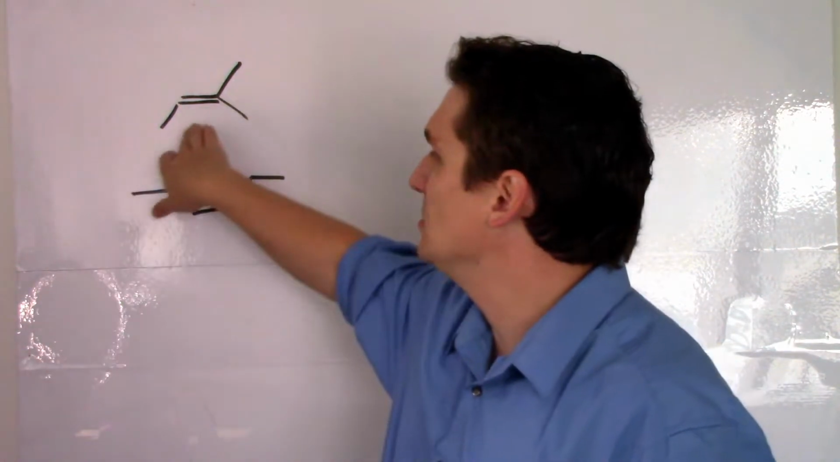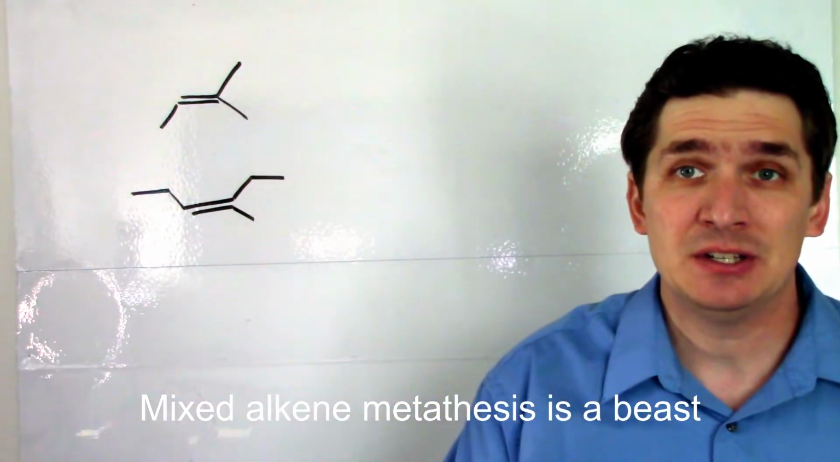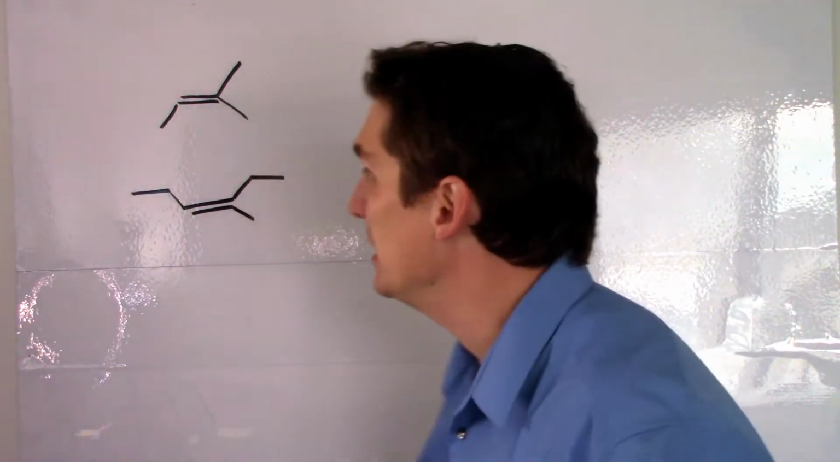But let's say you're given a mixed alkene metathesis. So you're given equal amounts of two different alkenes. How do you figure out what the products are? And to do this, we're actually going to borrow from biology, and we're going to use a Punnett square.